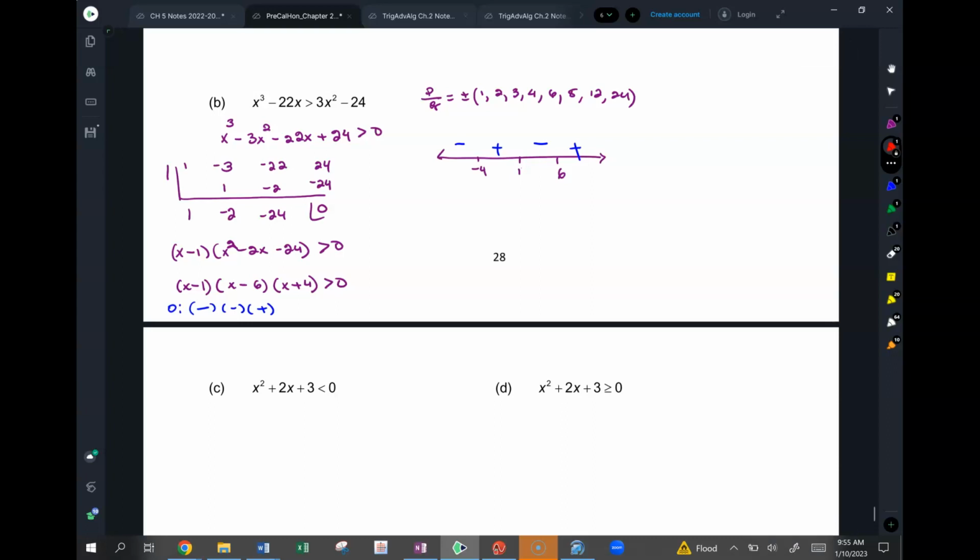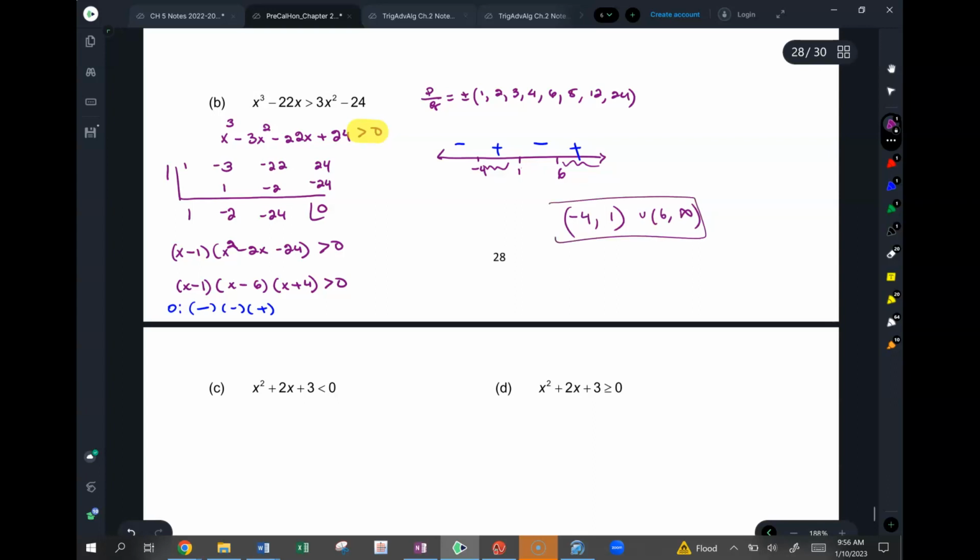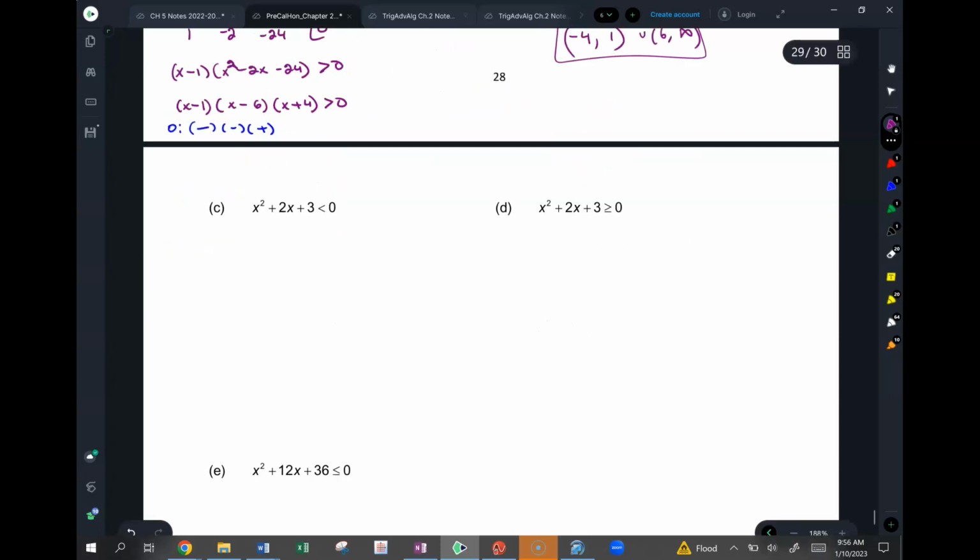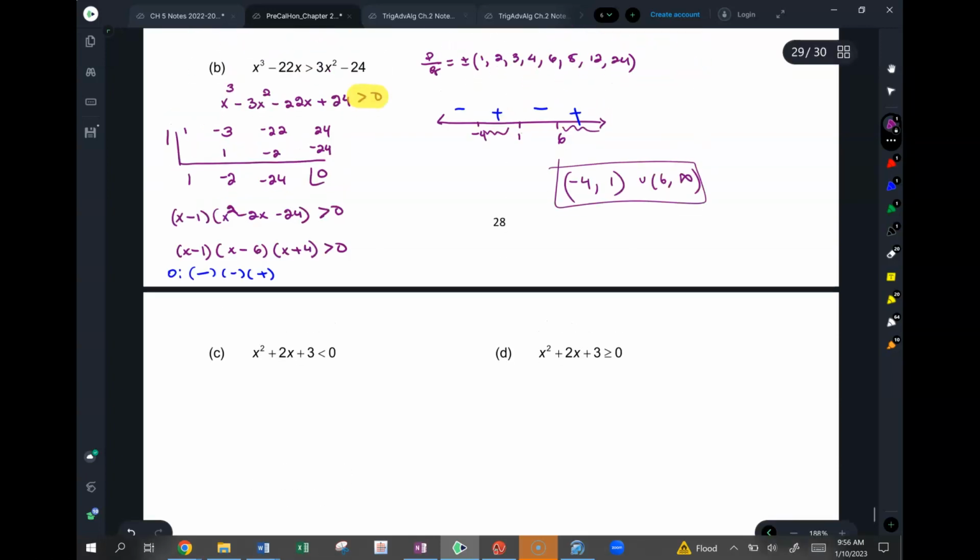Okay, so what do we need here? We want this to be greater than 0, so we get this region and this region here, right? So -4 to 1, open this time, and 6 to infinity. Questions? All right. Yeah, how do you know it's open? Because it's not greater than or equal to, it's just greater than.